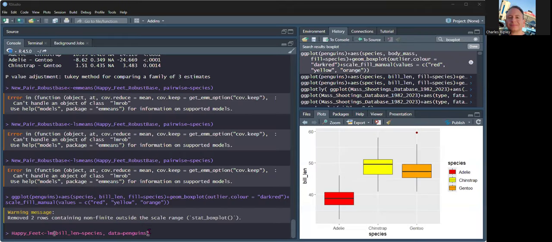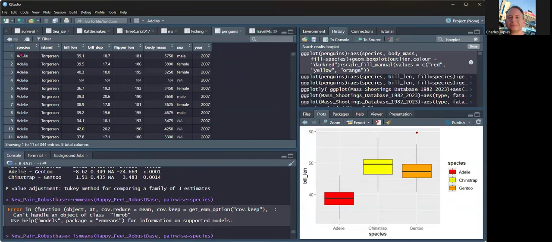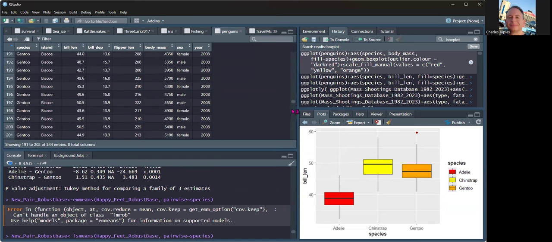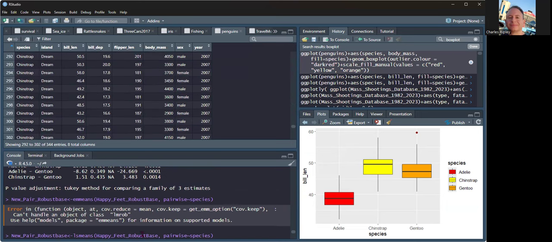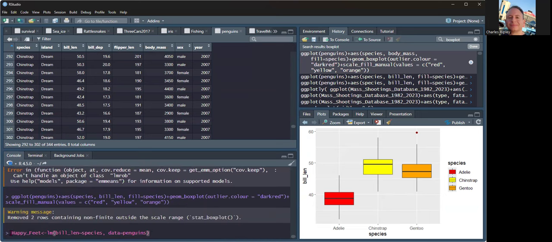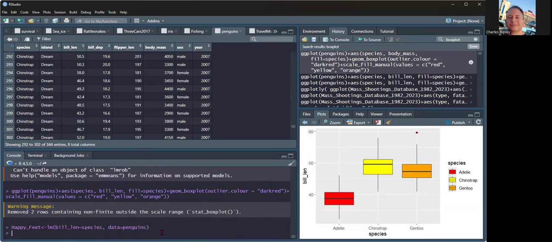Hey everyone, I'm going to do a quick model here that is kind of difficult. People have some problem with it and it's understandable. So quick, we're just sticking with Happy Feet, the penguin data set, where we have these three species: Adelie, Gentoo, and Chinstrap.